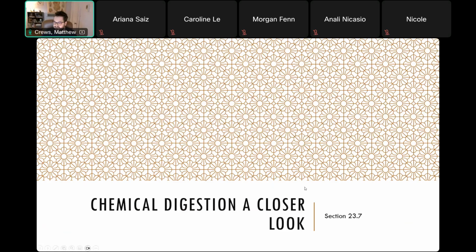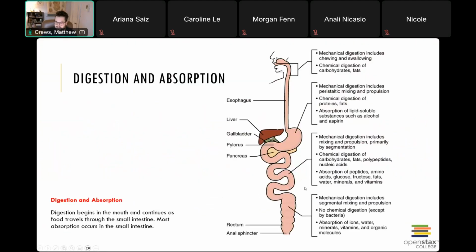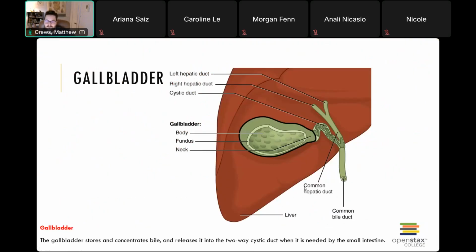Okay. Chemical digestion. A closer look. Any questions about the gallbladder or the liver before we move on?